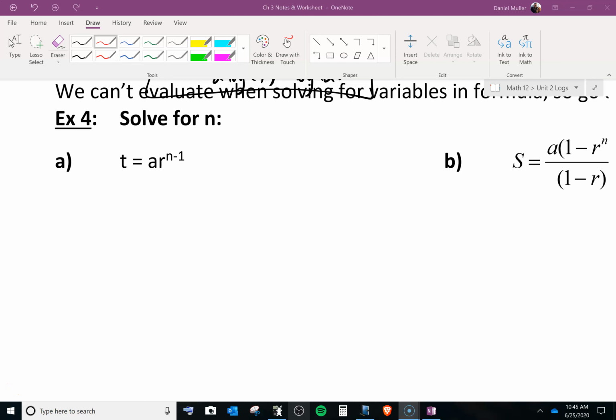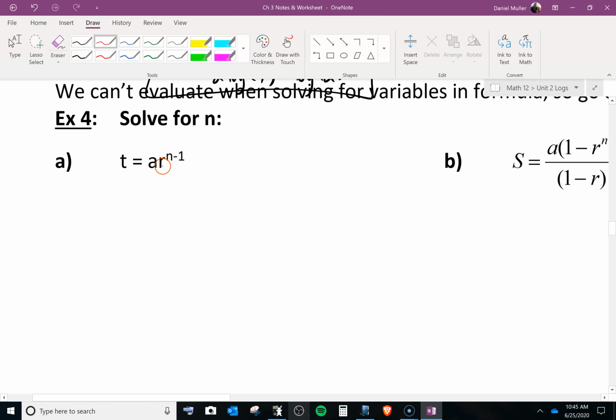All right, so example number 4 here, we need to solve for the letter n. We need to get n alone. And so to isolate n, we can't do that when it's an exponent. We need to get that down below, which will require us to do a logarithm.